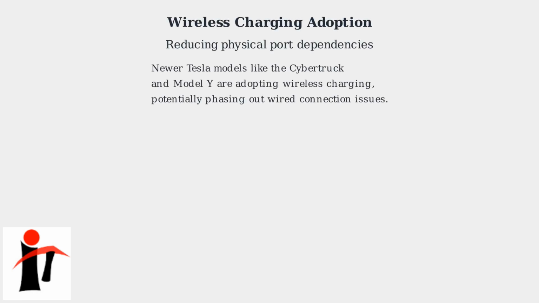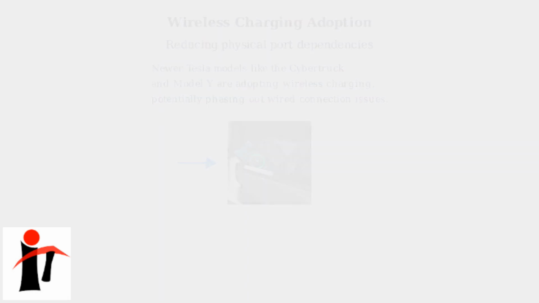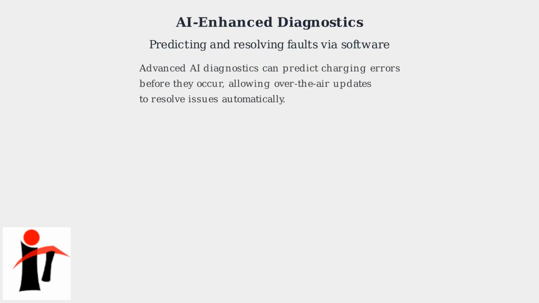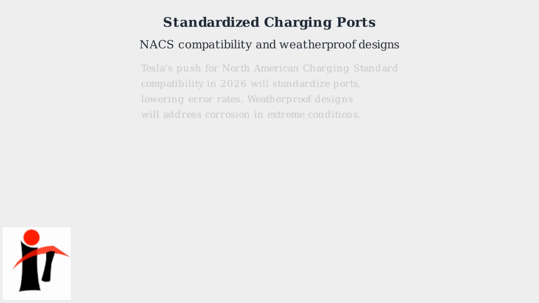charging performance. The future of EV charging is embracing wireless technology. Tesla's newer models, including the Cybertruck and Model Y, are adopting wireless charging systems that eliminate the need for physical ports, significantly reducing connection-related errors. Software solutions are revolutionizing EV maintenance. AI-enhanced diagnostics, integrated into Tesla's full self-driving updates, can now predict charging faults before they happen and resolve them through over-the-air updates. Port standardization is on the horizon.